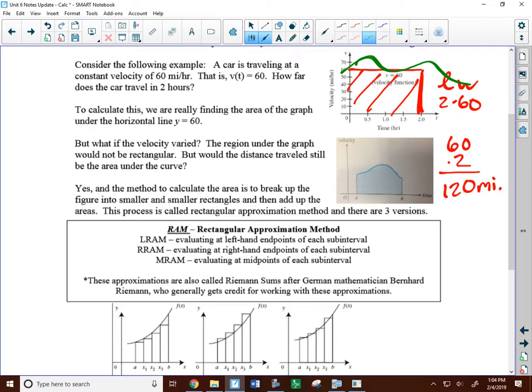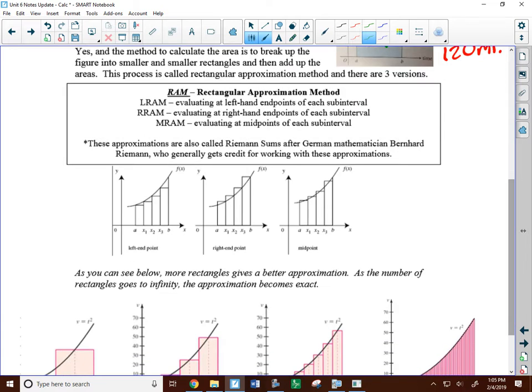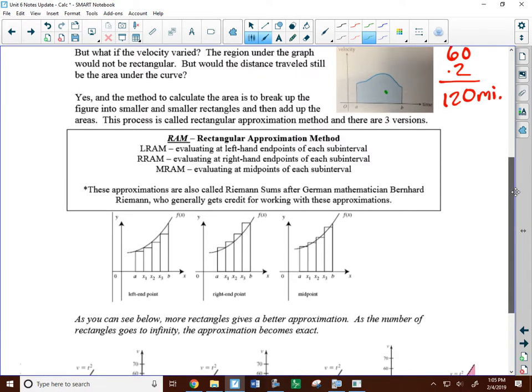All right, but for now, we're going to do this. So I say, what if it varied? Just like the green up here. Well, we can't. We don't have a formula for that. So here's what mathematicians decided. We're going to do the rectangular approximation method. They said, basically, let's just make X number of rectangles to estimate the area of the curve.